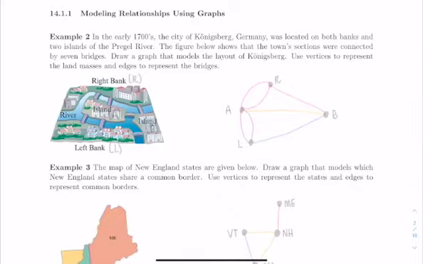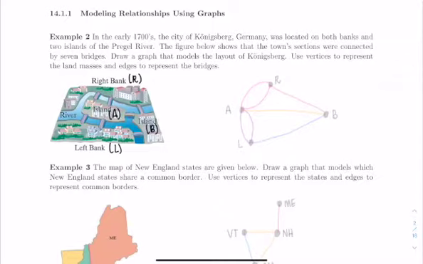That's the important part. So I'm going to label the right bank as R. That's going to be one of my vertices. I'm going to label the island in the middle as vertex A. I'm going to label the left bank as vertex L, and I'm going to label the other island to the right as Island B. So those are going to be my 4 vertices.